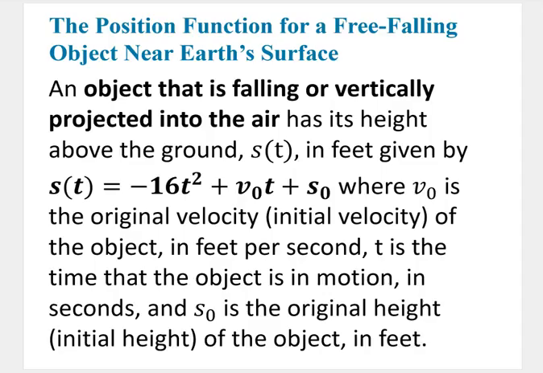In this problem, t is measured in time that the object is in motion in seconds. V sub 0 is the initial velocity of that projectile, and S sub 0 is the initial position or the initial height of that projectile in feet. And you can just plug in that V sub 0 and S sub 0 into this equation and work through for any problem. So we're going to do that.